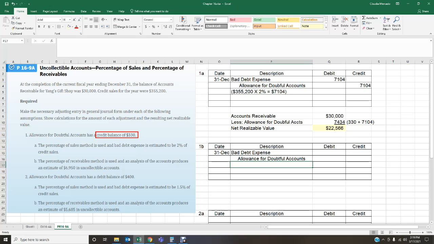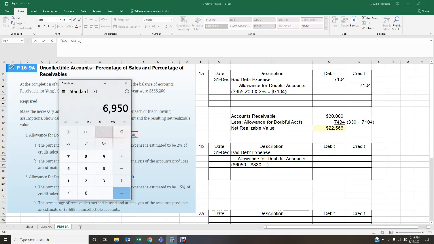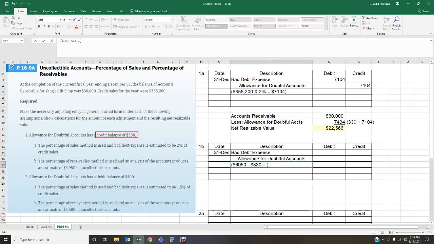Now, we already had $330 in that bucket, but we want the total to be $6,950. So what we have to do is get the $6,950 and subtract the $330, to come up with how much additional money I need to put into the bucket to bring it up to the $6,950. We want to make sure that the money that's in the bucket tallies up to $6,950. $6,950 minus $330 gives me $6,620.